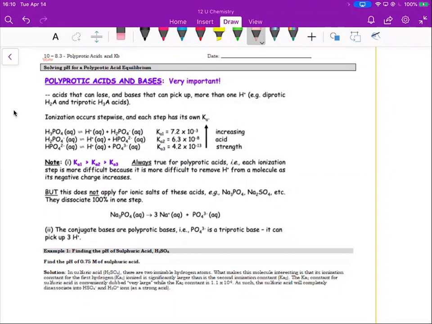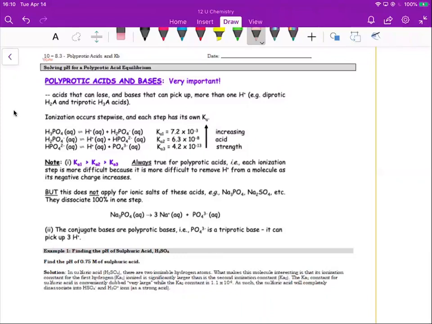And this corresponds to around page 400, which is chapter, let me see, sorry about this. I should have had that 8 point something, 8.2, the equilibrium of weak acids and bases. Okay, so we're looking at polyprotic acids and bases.